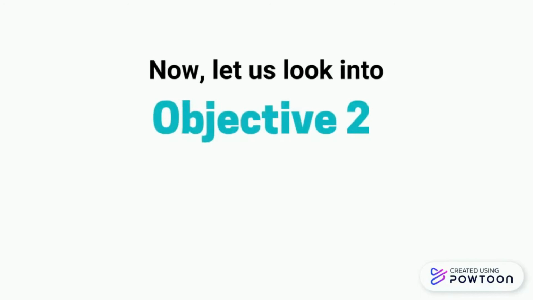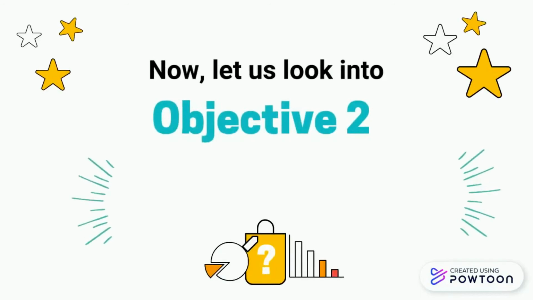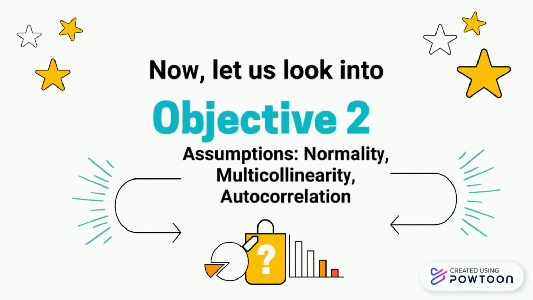Now let us look into objective 2 of the study. The objective 2 of the study is to investigate the relationship between the dependent variable and the independent variables. In this objective, we are going to look into several assumptions such as normality, autocorrelation, and multicollinearity.